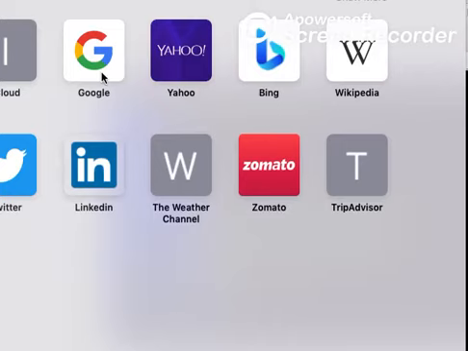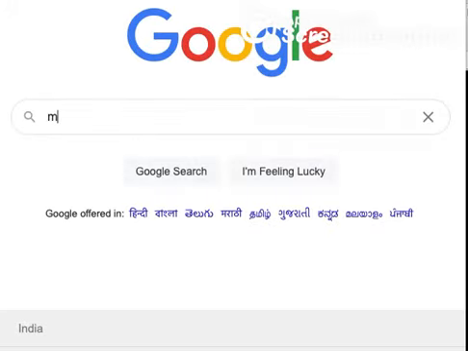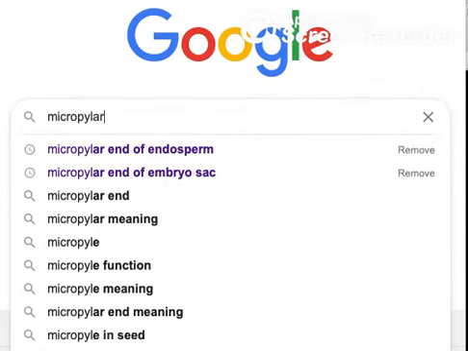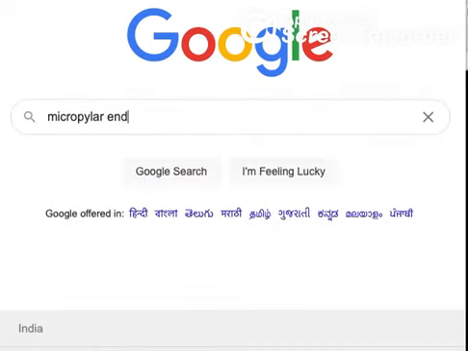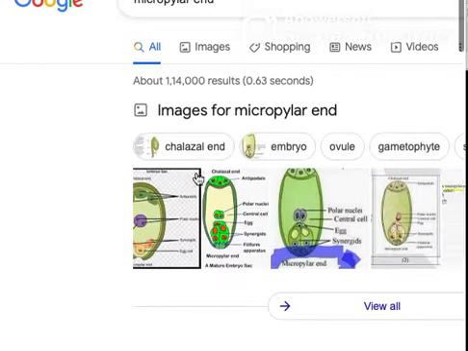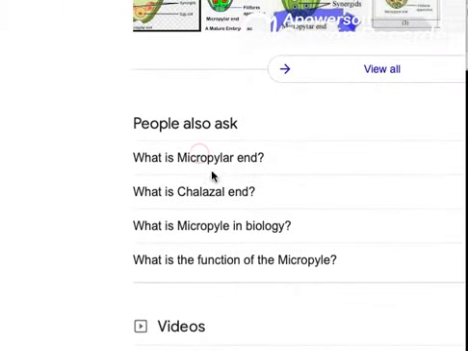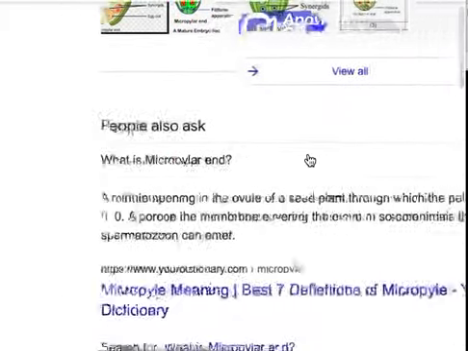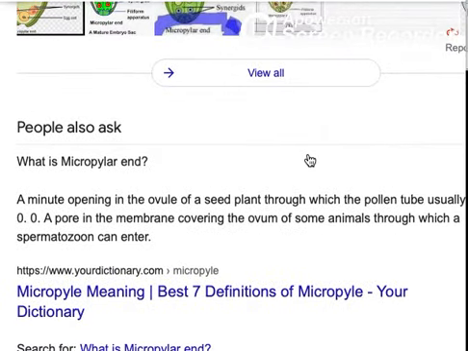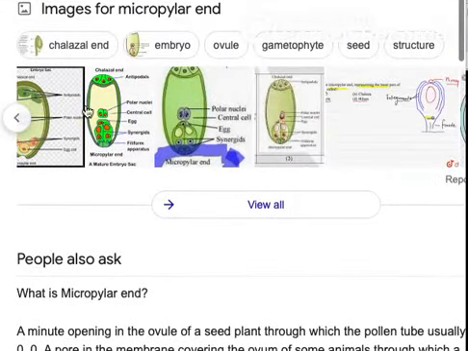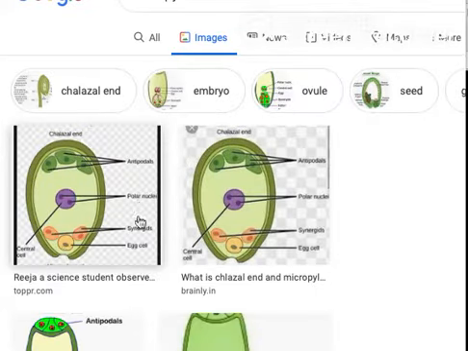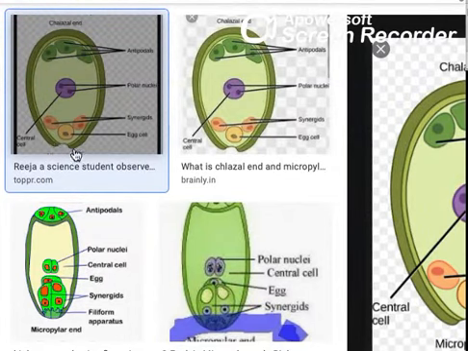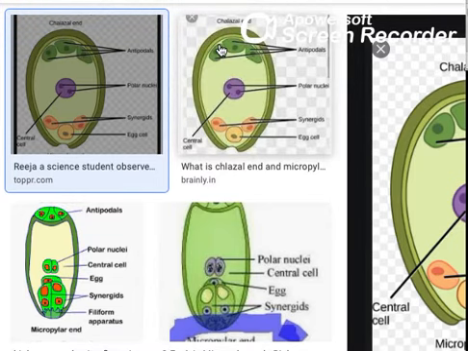What is the micropylar end? When you talk about micropylar, it's actually the region of the embryo sac which is towards the opening of the seed. Okay, so any place which is towards the opening of the seed or the embryo sac is the micropylar end, and the part of the seed which is opposite to the opening is known as the chalazal end.